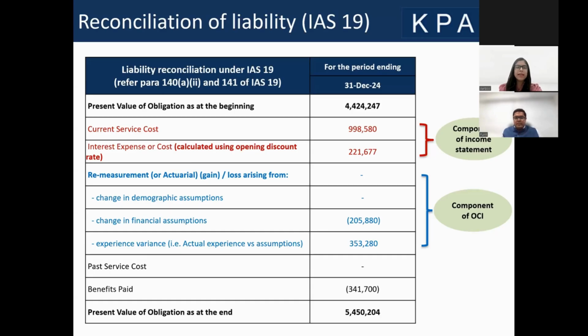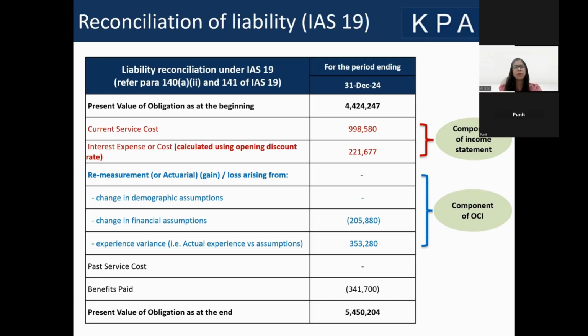Then actuarial gains and losses due to change in financial assumptions takes into consideration the changes in the discount rate or salary growth rate assumption, which can impact the liability. Third is the experience variance, which is the difference between the actual events and what was previously assumed. Next comes the past service cost, which occurs when there is a change in plan benefits, either an enhancement or reduction, which impacts the liability immediately. Here we see that there is no past service cost in this example.